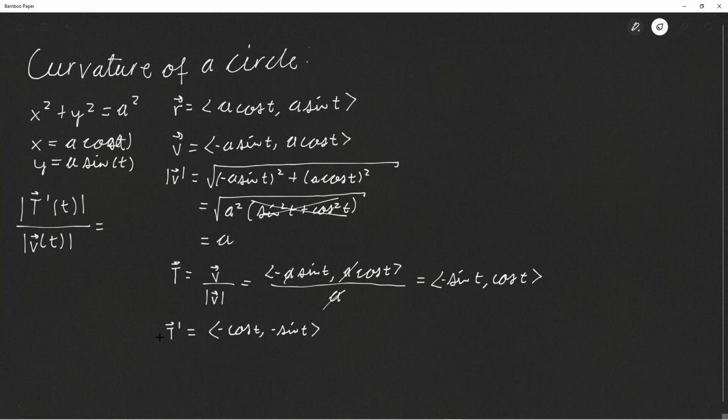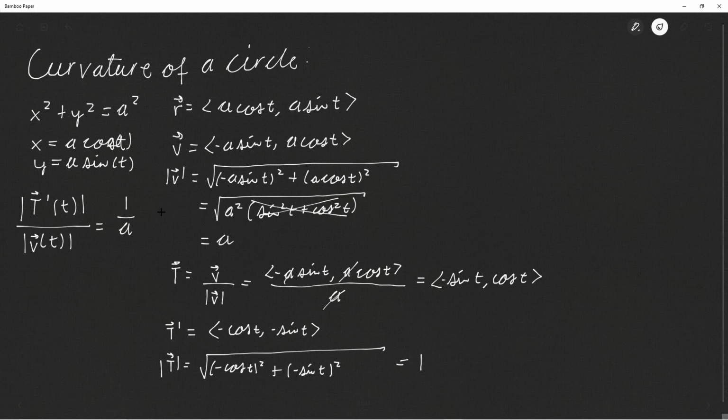So now our last step is going to be finding the magnitude of our tangent, and then we can plug our numbers into the formula. So it's going to be the square root of negative cosine of t all squared plus negative sine of t all squared. And since this is just going to be cosine squared t plus sine squared t, this is just going to be equal to 1, which gives us our final answer of 1 divided by a.